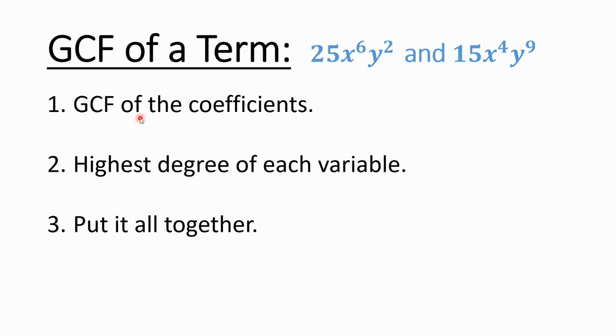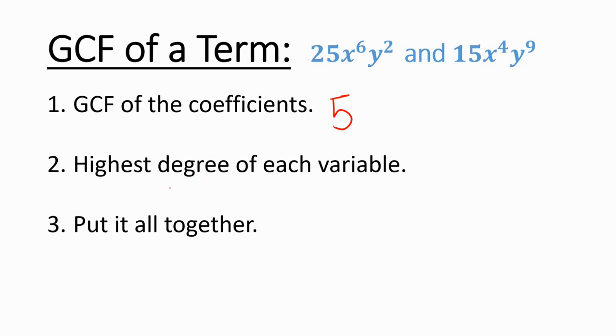Okay, so step 1 says find the greatest common factor of the coefficients. So remember, that's whatever number's out front. So I'm looking at 25 and 15. Well, between those two, the biggest number that they have in common I see is 5. Okay, so I can't go any bigger than 5. So my greatest common factor is 5 of those guys.